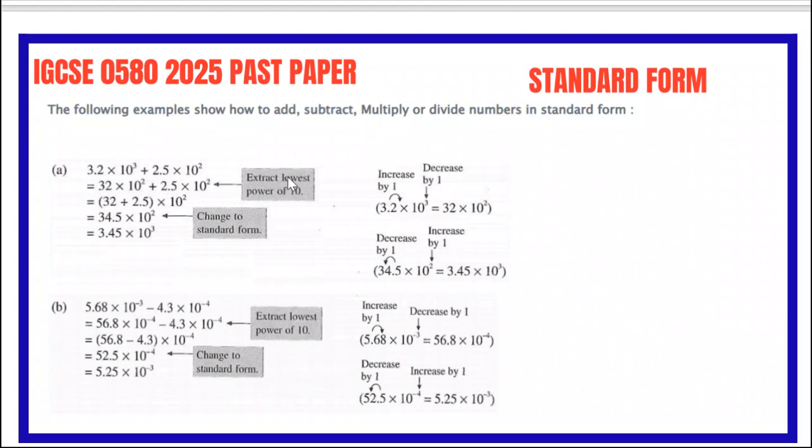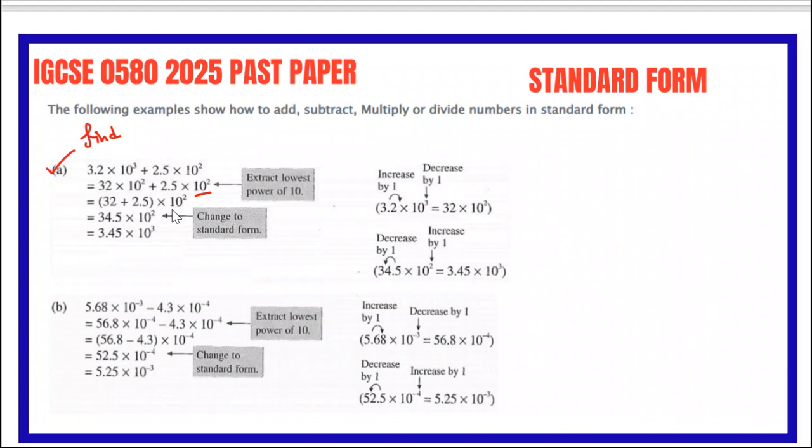Let us see some examples about standard form. The following examples show how to add, subtract, multiply, or divide numbers in standard form. Let us take question A. Find 3.2 times 10 to the power of 3 plus 2.5 times 10 squared. 3.2 times 10 cubed we can write as 32 times 10 squared. 2.5 times 10 squared we write as it is.